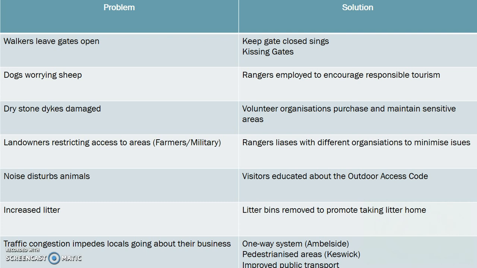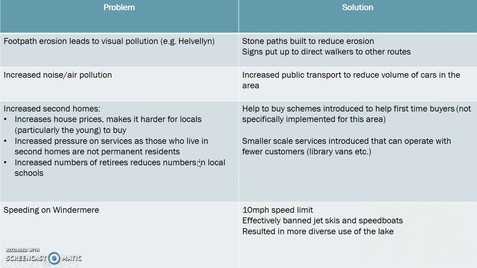Traffic congestion impedes local people trying to go about their business. You put in one-way systems, for example, in Ambleside, you can only drive around the town in one direction. You pedestrianise areas like they've done in Keswick, and you just generally improve public transport.